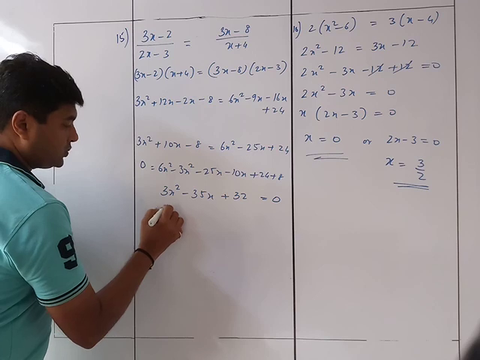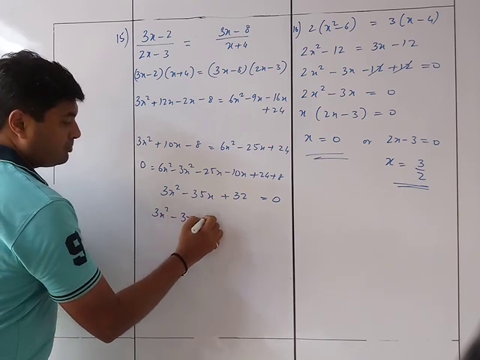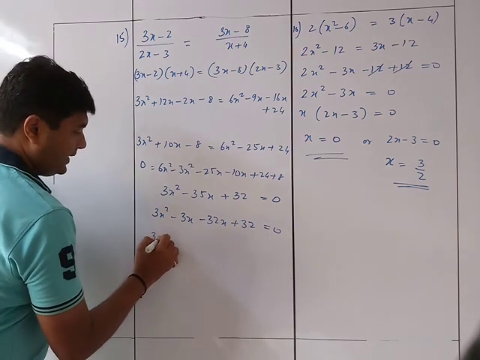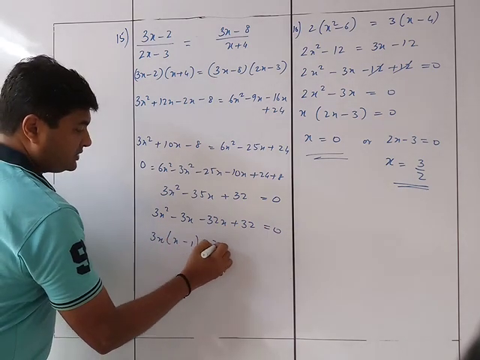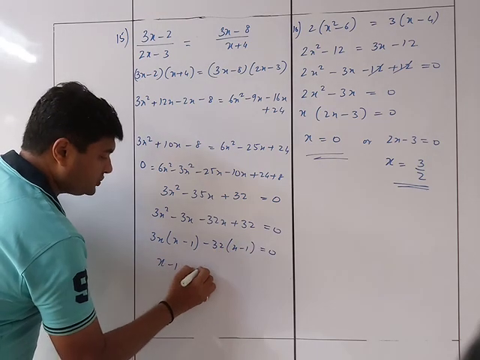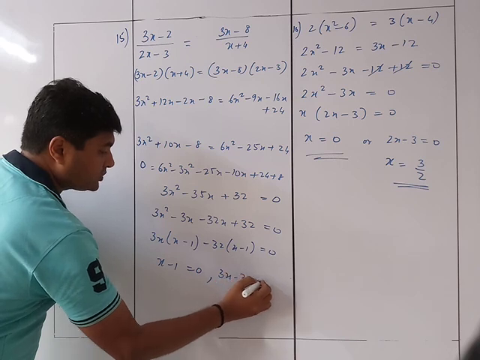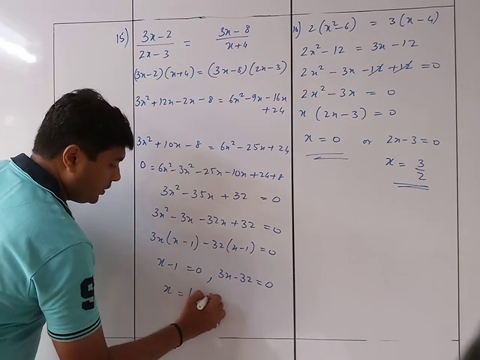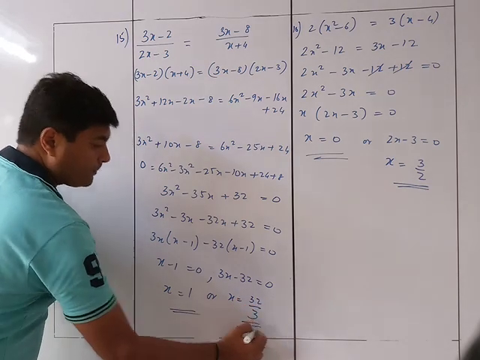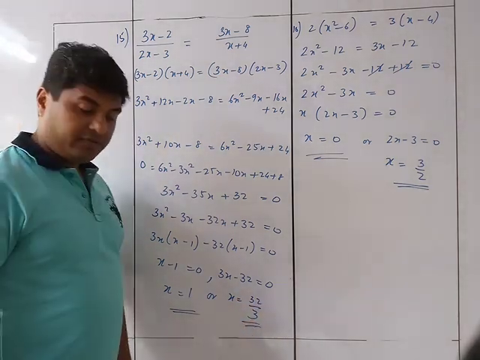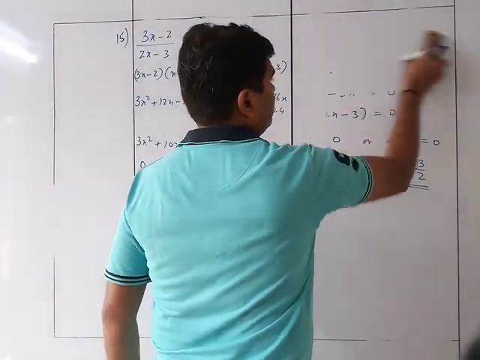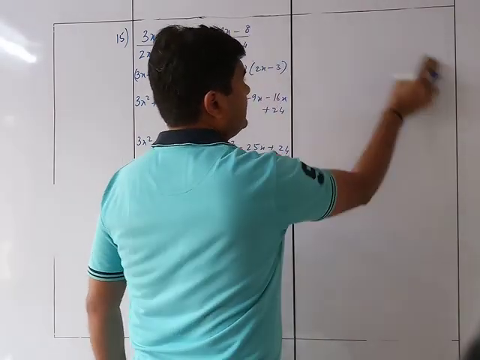So 3x square minus 3x minus 32x plus 32 is equals to 0. So 3x into x minus 1 minus 32 into x minus 1 is equals to 0. So x minus 1 is equals to 0 or 3x minus 32 is equals to 0. x is equals to 1 or x is equals to 32 upon 3. Got it? Easy. Let's see the last one in this particular part, from 1 to 20.